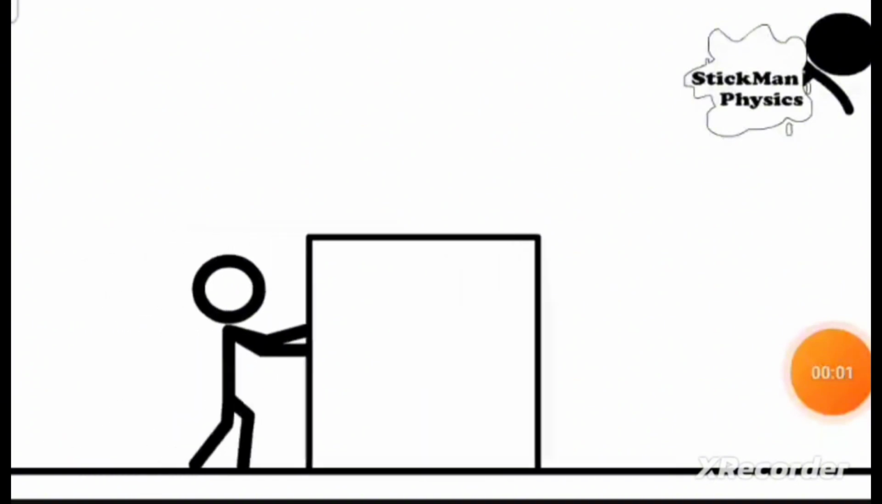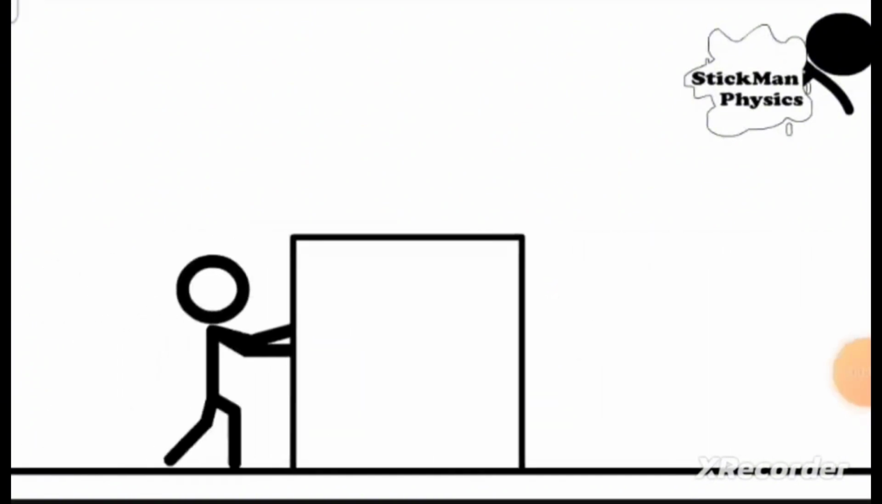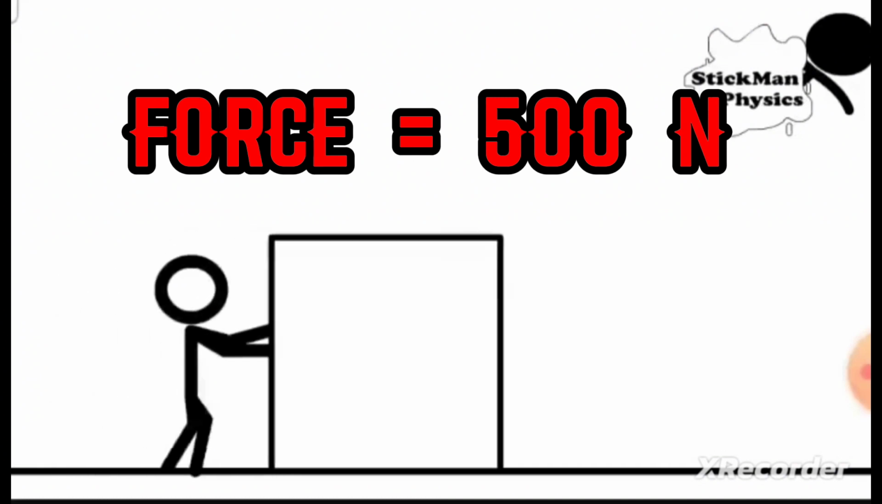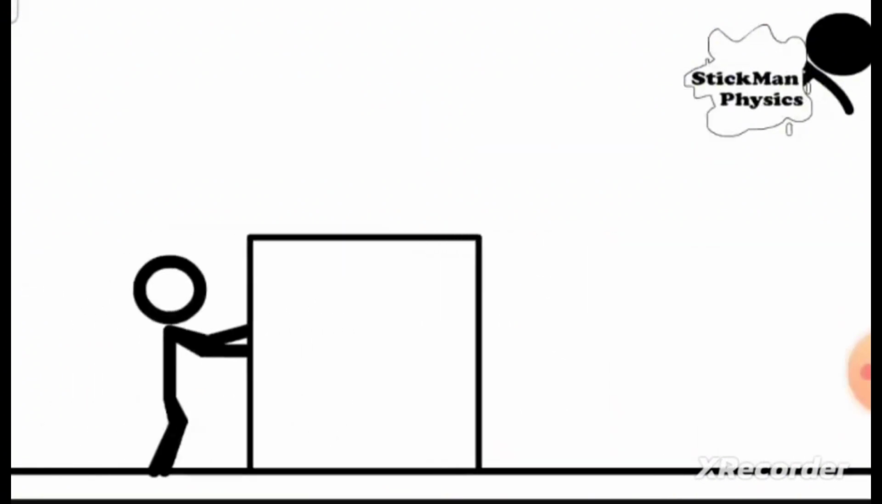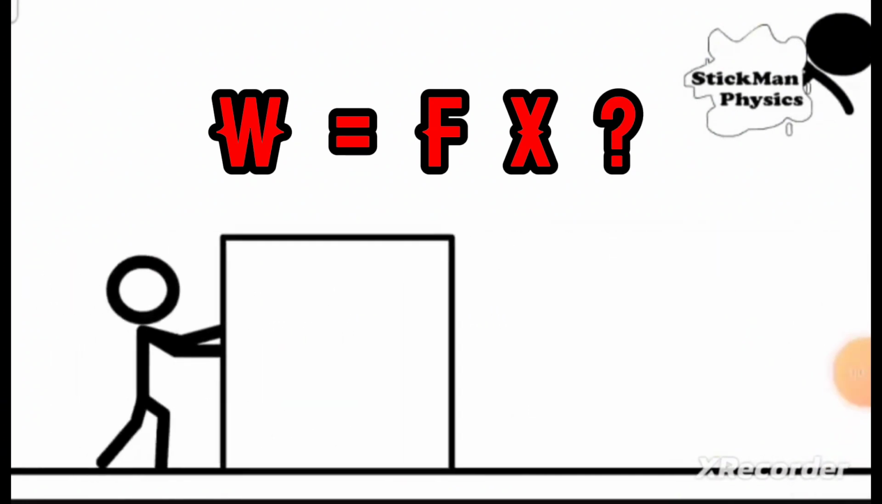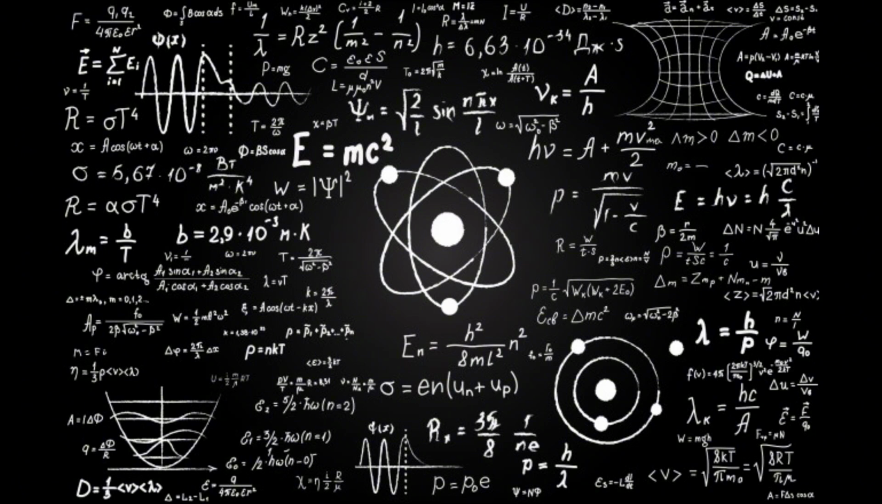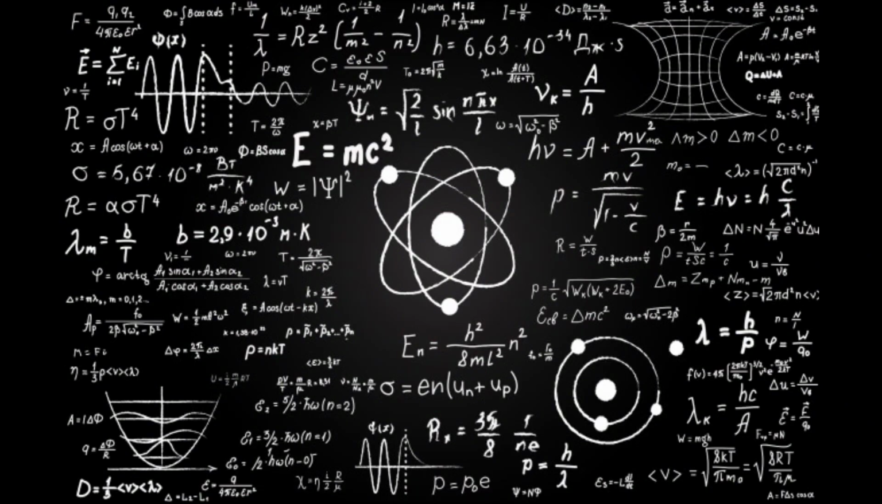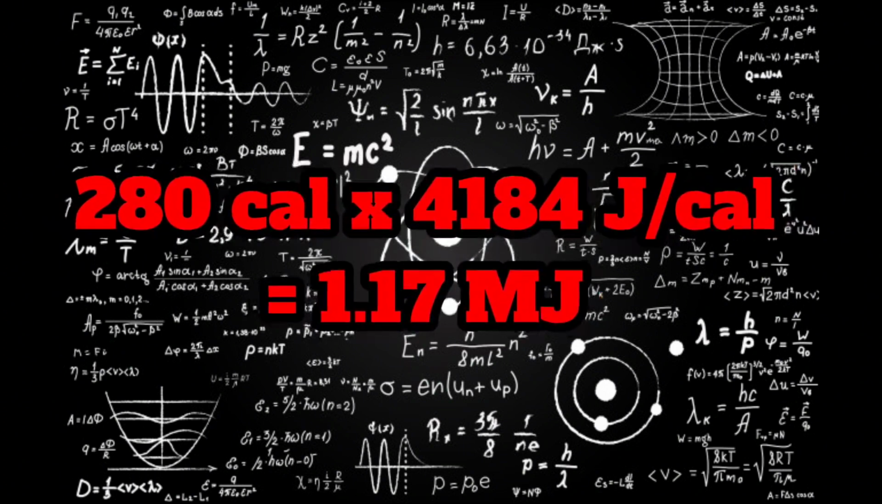If we did this work by pushing a box, for example, say with a force of 500 newtons, we have half of our equation. But what remains is how far of a distance we need to push this box. Now, when we're dealing with the human body, this formula involves a lot of conversions and gets very complicated. In order to burn off 280 calories of energy, we would multiply that by 4,180 joules per calorie, which gives us 1.17 megajoules.